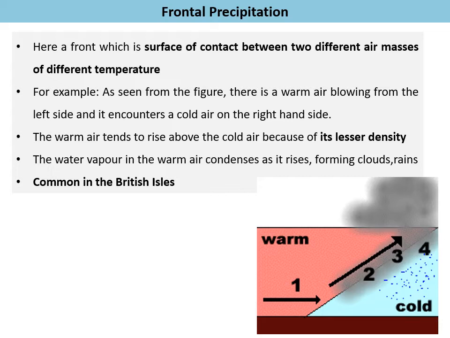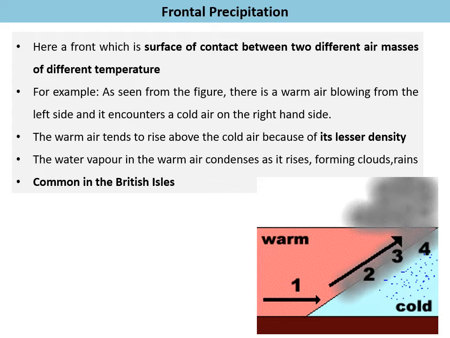Here, a front, which is nothing but a surface of contact between two air masses of different temperature, is responsible for lifting the air masses. As you can see from this figure, there is warm air blowing from the left side and it encounters the cold air on the right side. So a front is nothing but a surface which separates these two air masses.